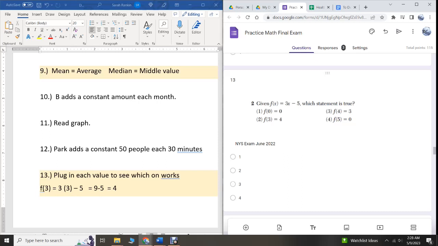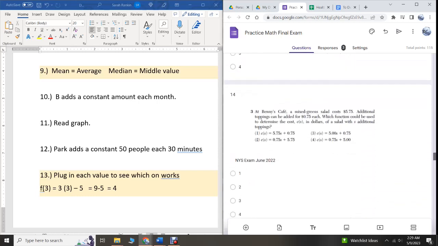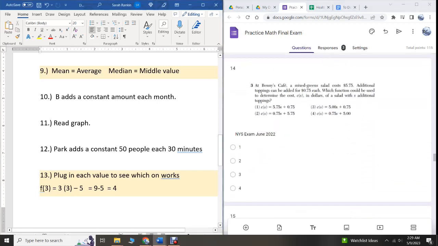So in the first one, if I plug 0 in here, does f of x equal 0? It does not. If I plug 4 in here, I get 12 minus 5 is 7. It's not 3. This one, when I plug 3 in here, I get 3 times 3 is 9, minus 5 is 4. Bingo, that's the one that works. This one doesn't work, right? 5 times 3 is 15, minus 5 is 10, not 0. Okay, easy points. Number 14, let's see what we got here.